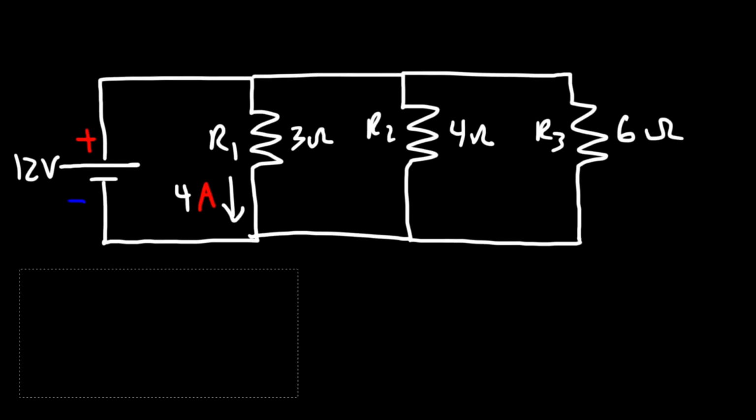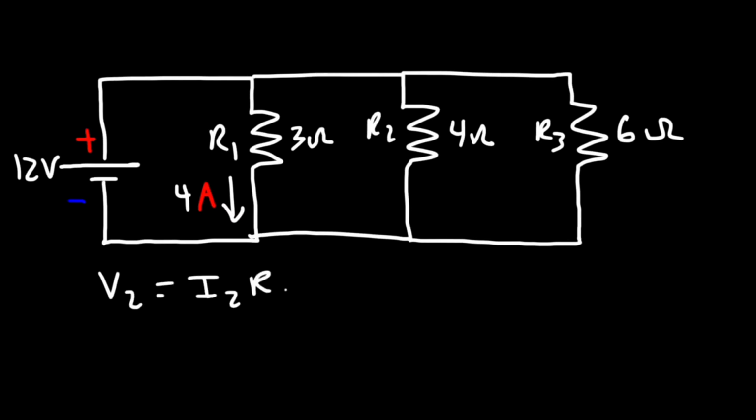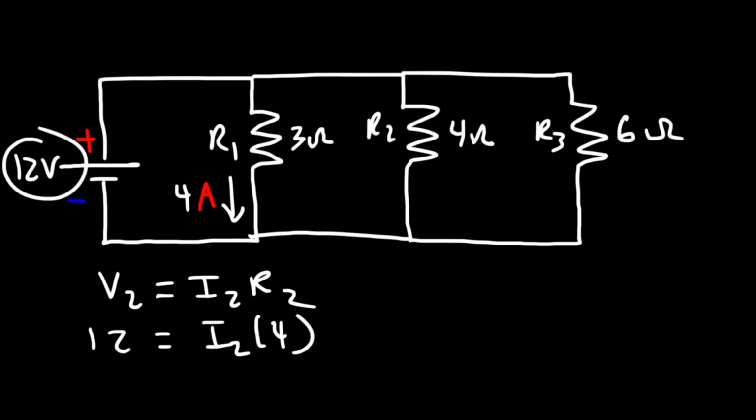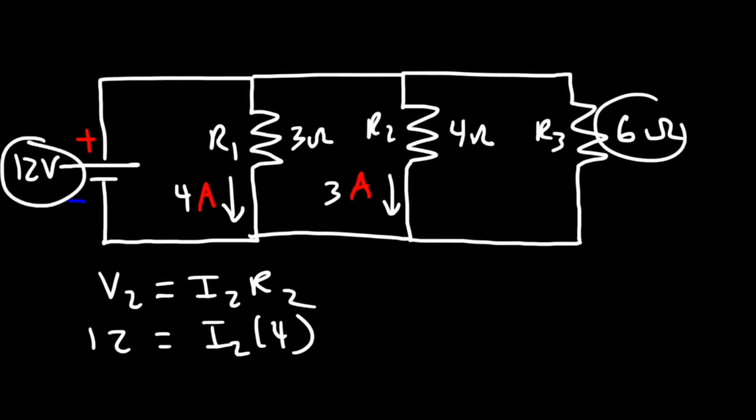Now let's do the same for R2. Let's use the formula V2 is equal to I2 times R2. It's basically Ohm's law but with different subscripts. So V2 is still 12 and R2 is now 4. So it's going to be 12 divided by 4, which will give us a current of 3 amps. Now to calculate I3, it's going to be 12 divided by 6, following the same pattern, and so that's a current of 2 amps.